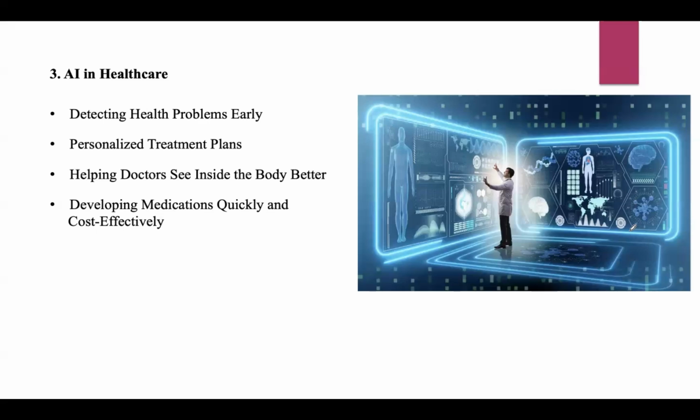And it helps in developing medications quickly and cost effectively. AI here acts like a super scientist in the lab. It uses certain algorithms to predict how different chemicals can fight diseases. This helps us make new medicines much quicker and at a low cost. So people can get the treatments they need sooner and it doesn't cost as much money to manufacture them.